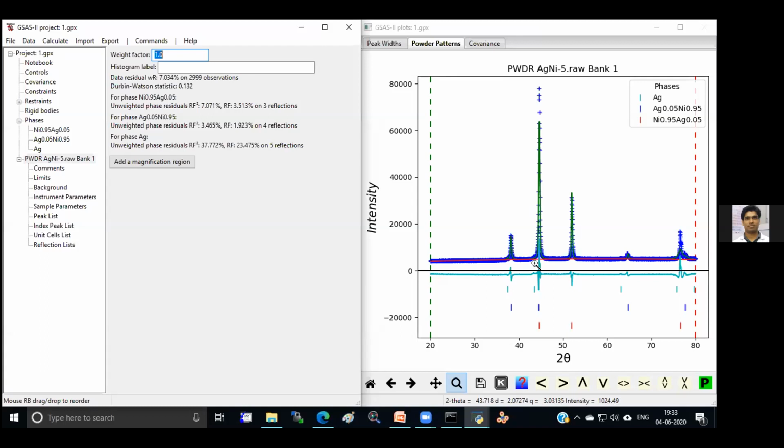For Rietveld refinement, you need to have some prior knowledge of what system you have and what the possible options could be. Here we have refined this powder XRD pattern using two different crystal structures of the same composition. That knowledge you need to have. Rietveld cannot tell you; you have to think on your own. So this prior knowledge is needed along with the raw file and the standard zip file.